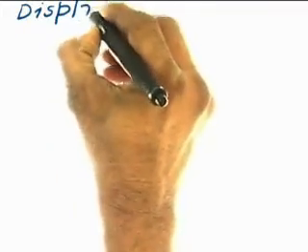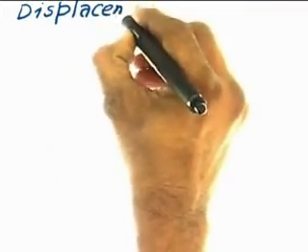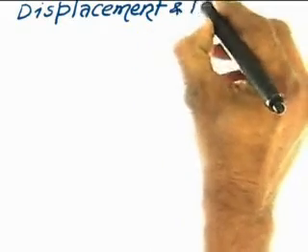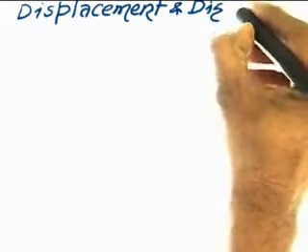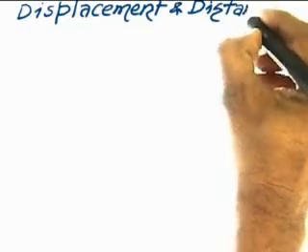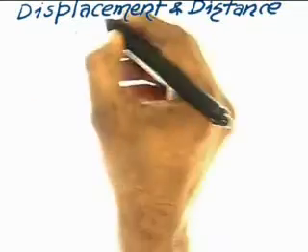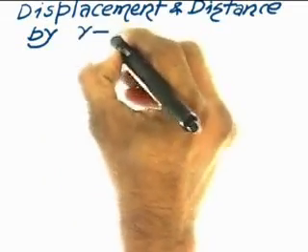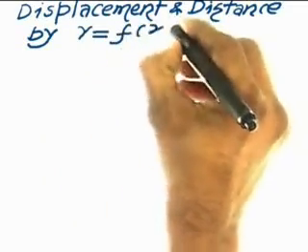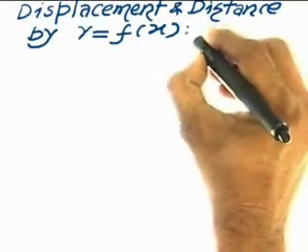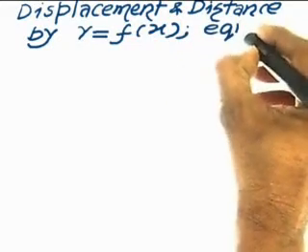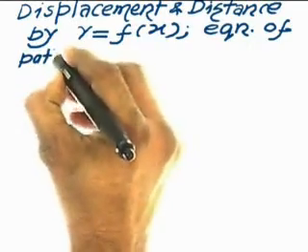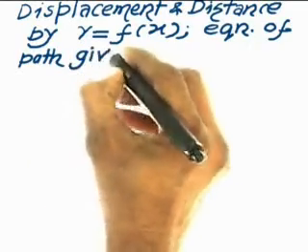Displacement and distance by y equal to function of x means equation of path given.